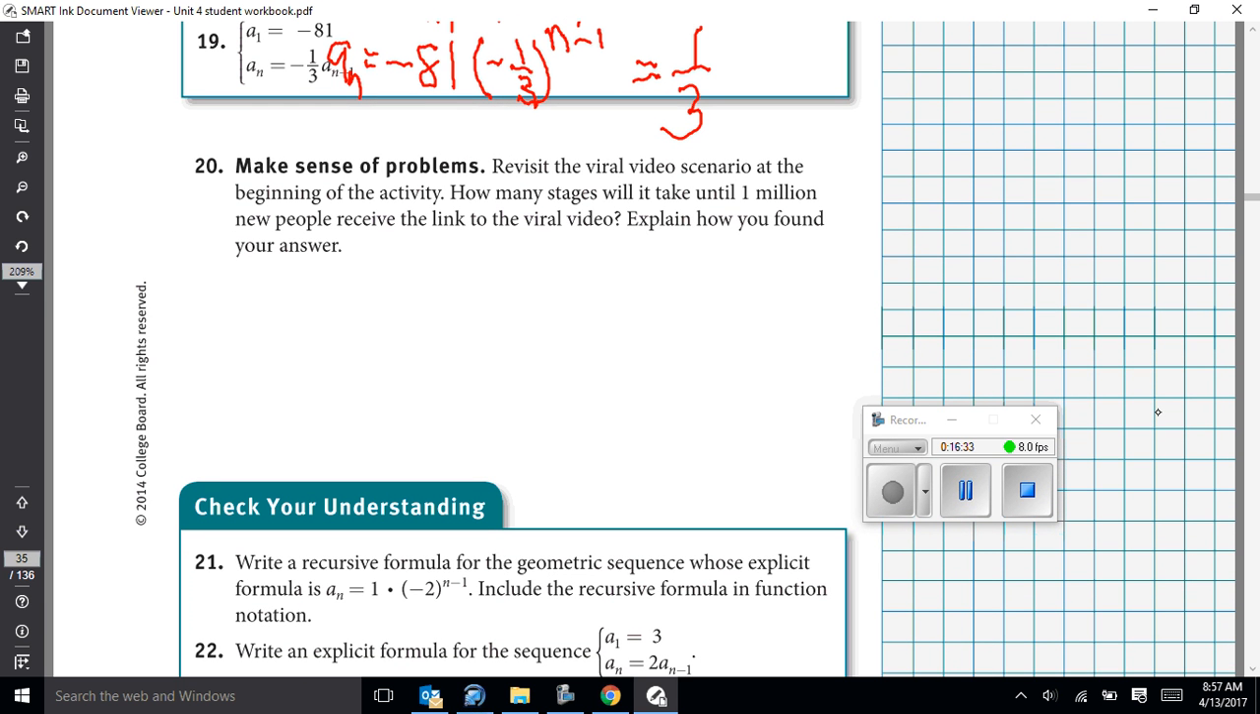So make sense of problems, revisit the viral video scenario in the beginning of the activity. How many stages will it take until 1 million new people receive the link to the viral video? Explain how you found your answer. So Keisha started it, and she added 3 people.